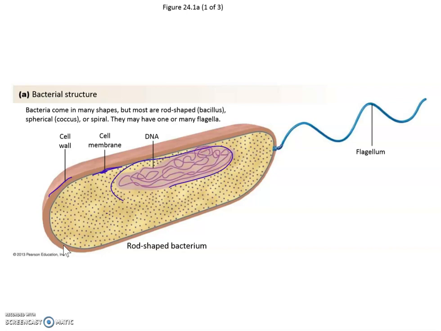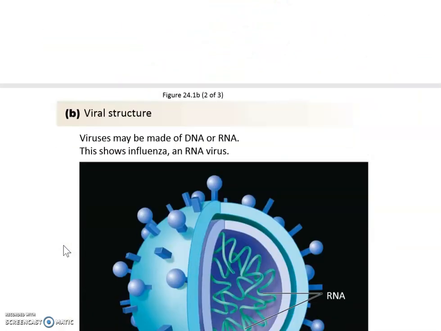Then they have tons and tons of ribosomes for making proteins and to make sure that their metabolism is running. They have a cell wall, and then underneath that cell wall is a cell membrane. Depending on whether they're gram-positive or gram-negative, they have slightly different structures in their cell wall. But that's a typical bacterium.